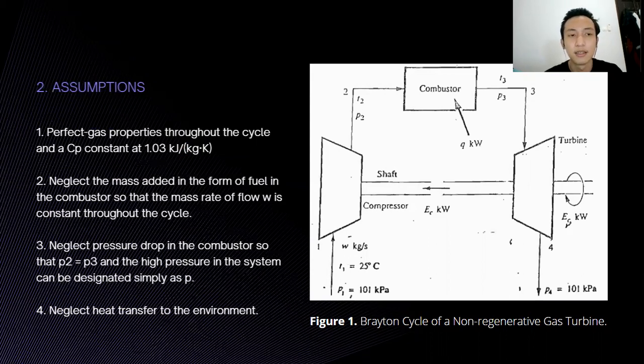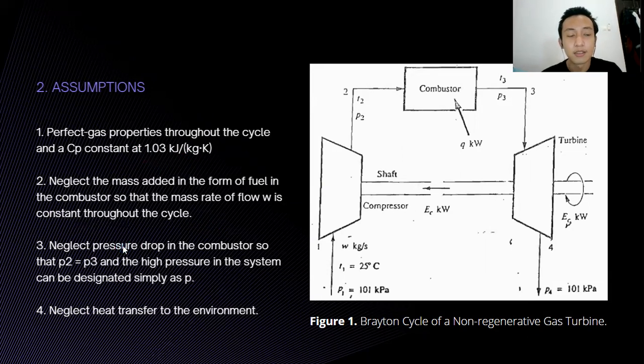The first one is that the gas, or the air, in this Brayton cycle has perfect gas properties throughout the cycle, and CP, the constant pressure specific heat, is constant at 1.03 kilojoule per kilogram Kelvin. And then the second assumption is we are neglecting the mass added in the form of fuel in the combustion, so that the mass rate of flow, W, is constant throughout the cycle.